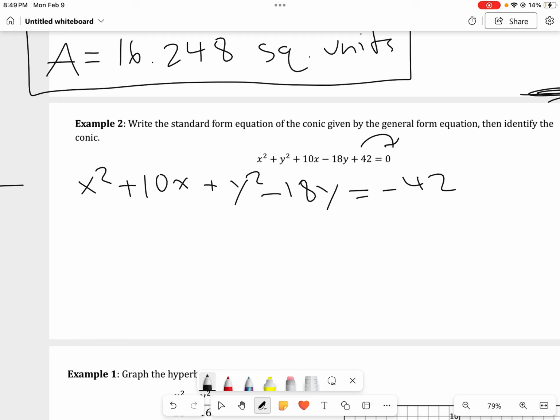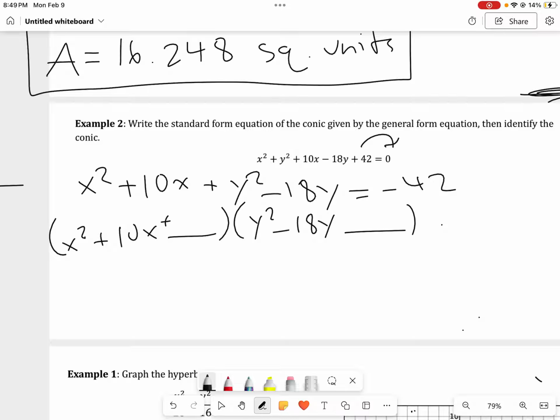So we're going to have x squared plus 10x plus some value, and then y squared minus 18y and then some value, equals negative 42. So obviously to complete the square, you want to divide this term by 2 and square it. So it's just going to be 25, yeah, 5 squared, 25. Divide this by 2, negative 9 squared, which is just 81.